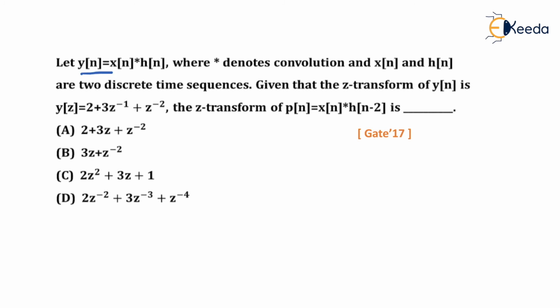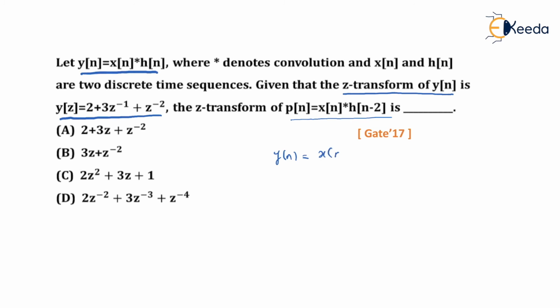So y(n) is given, where x(n) convolved with h(n) is y(n). Convolution is performed between x(n) and h(n). It is given that the z transform of y(n), that is Y(z), they have given, and they are asking you the z transform of p(n), where p(n) is x(n) convolved with h(n) minus 2. Let us try to understand the question. I'll make you understand what the question is about.